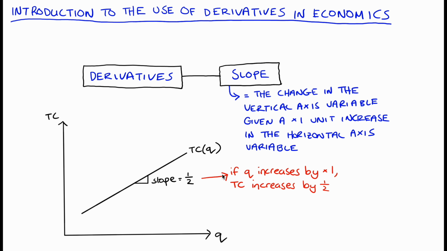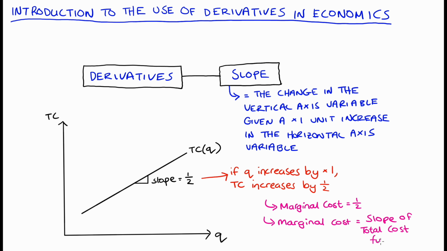And in fact, as a brief aside, this measure is called marginal cost. So we would say if total cost behaved in this way, the marginal cost would be equal to 1/2. And marginal cost is equal to the slope of total cost. So finding slopes and derivatives is intricately linked to finding marginal things, and that will be pretty important in your economics study.